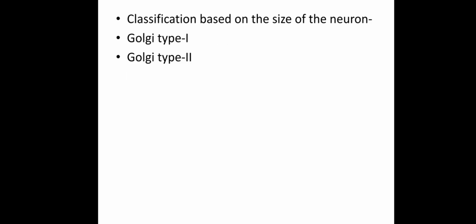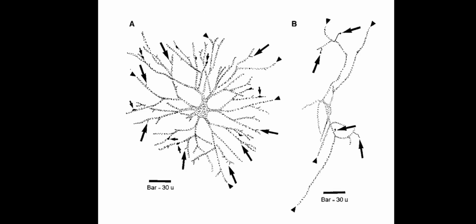Classification based on the size of the neuron. The previous one was classification of neurons according to poles. This is classification based on size of the neuron: Golgi type 1 and Golgi type 2. This is the diagram of Golgi type 1 and Golgi type 2.